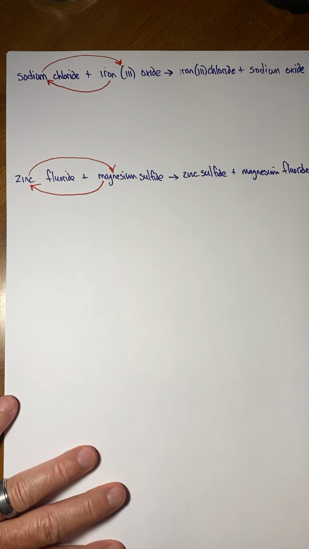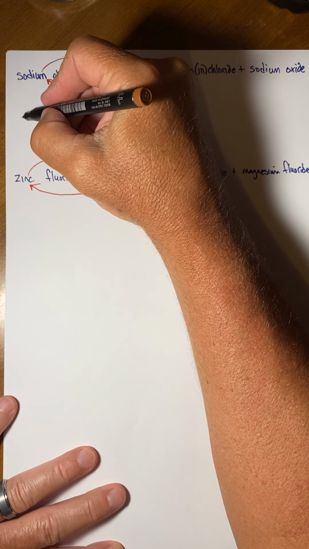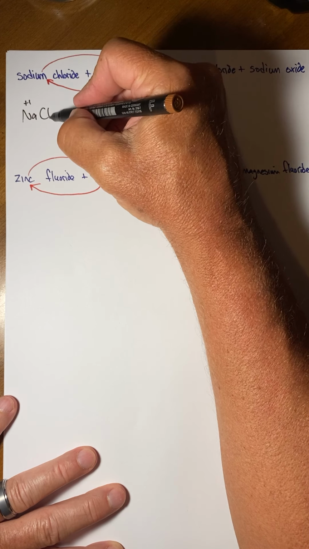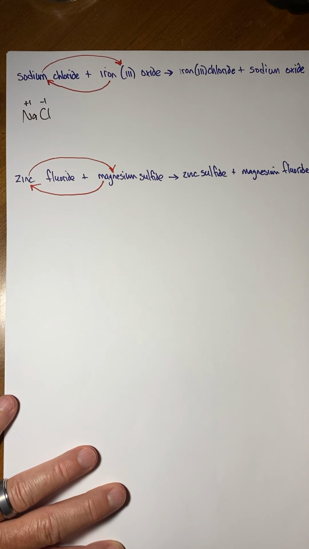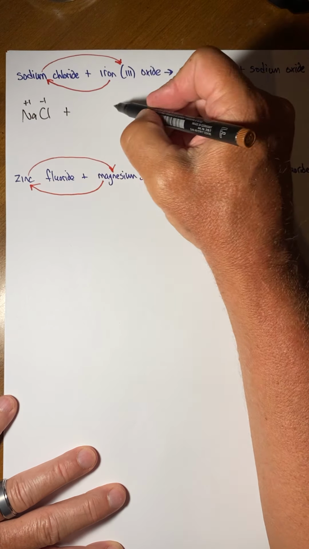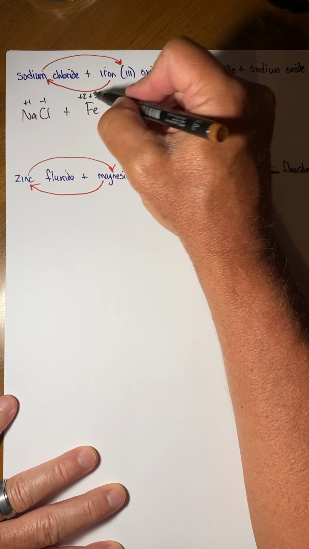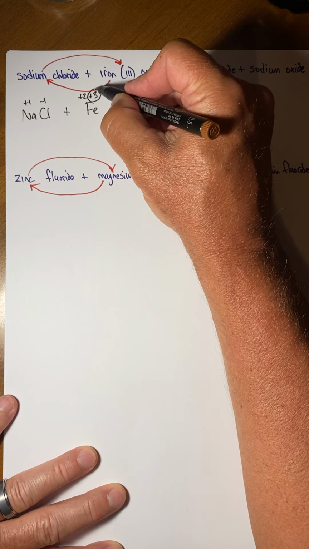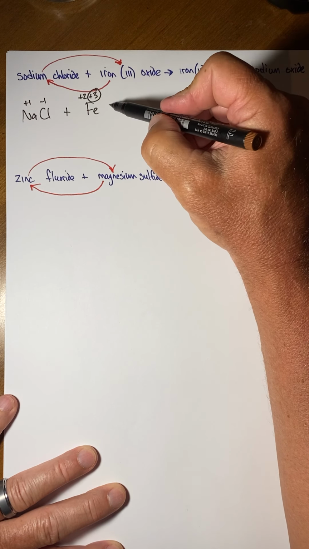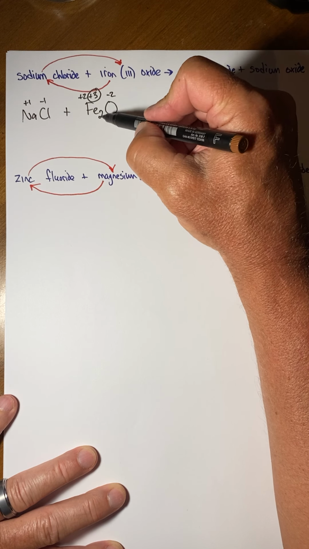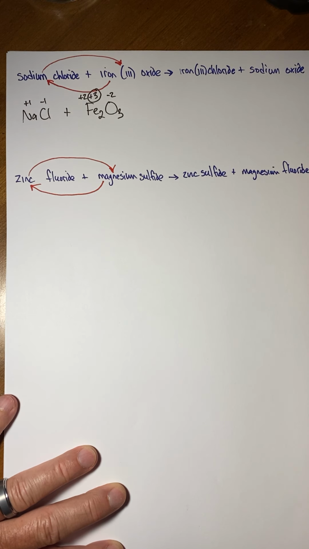Now, the tricky part is the formulas. So remember, sodium +1, chloride is chlorine -1. So when you crisscross, that's the formula I get. Iron has two valences, +2 and +3. The Roman numeral tells me I'm using the +3. Oxide is oxygen, it's -2. So when I crisscross, I'm going to get that.